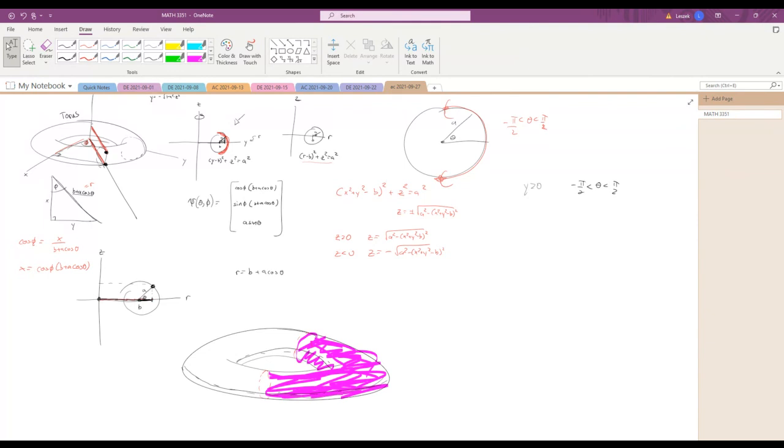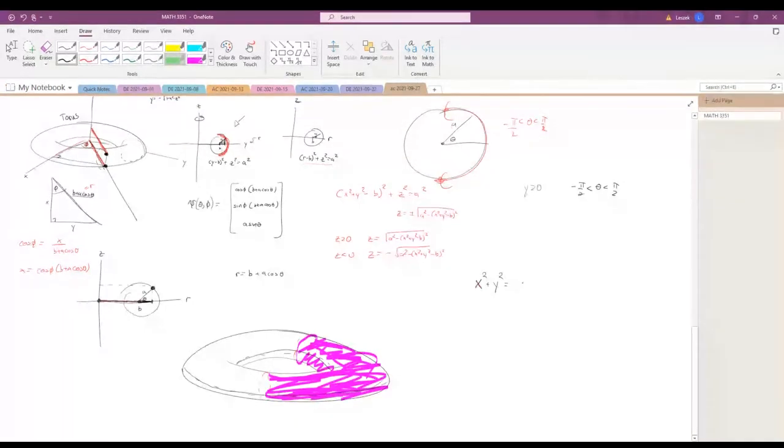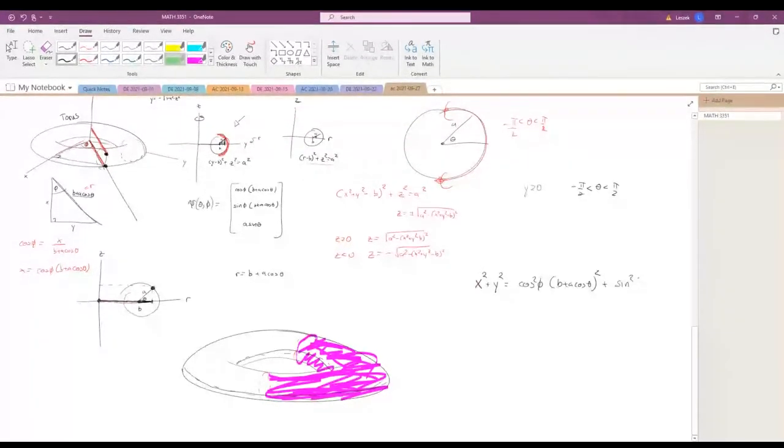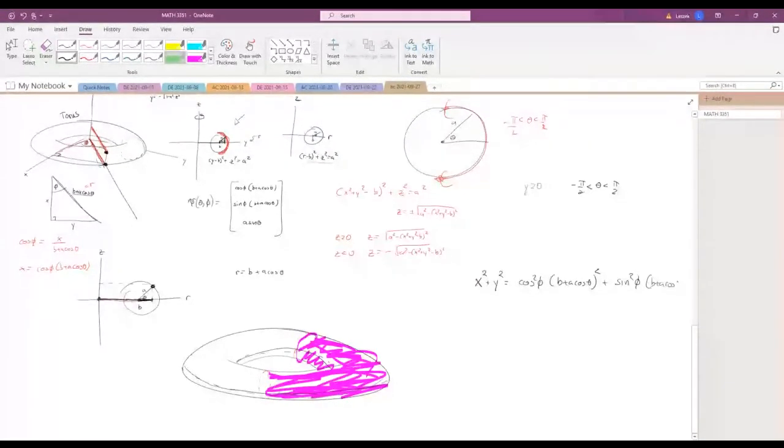So that's not in the book. Let's see. Notice that if you look at the parametrization of that torus, if you take x squared plus y squared, what do you get? By the Pythagorean trig identity, what would we get? Right? Cosine squared plus sine squared is 1.